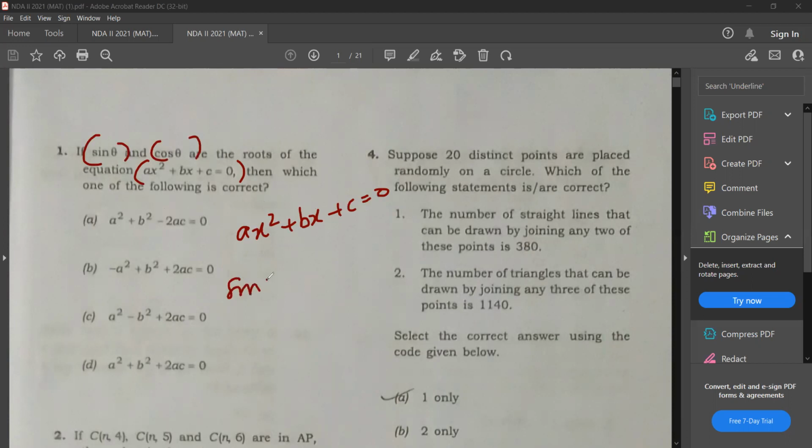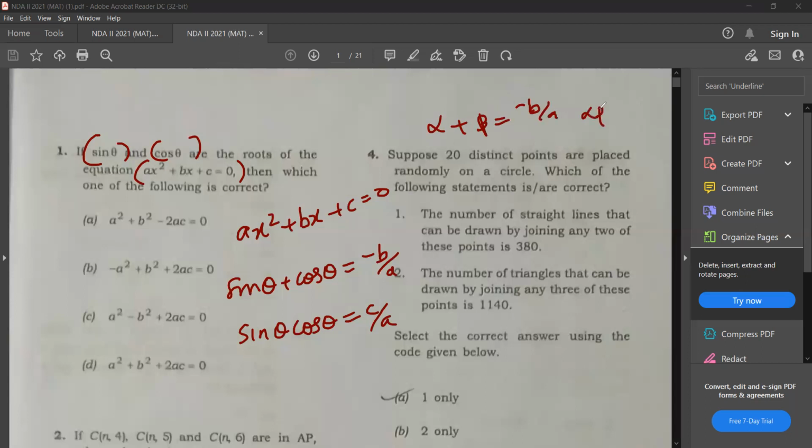So sine theta plus cos theta is equal to minus b by a. Sine theta cos theta is equal to c by a. Remember, alpha plus beta is equal to minus b by a. Alpha beta is equal to c by a. Okay, so what we'll do now, just square both sides here. That is, a plus b the whole square is a square plus b square plus 2ab.